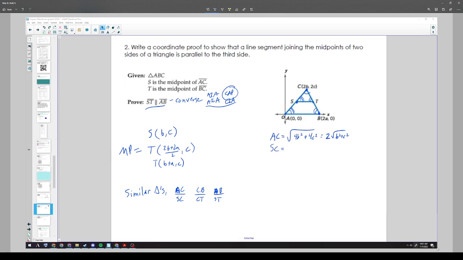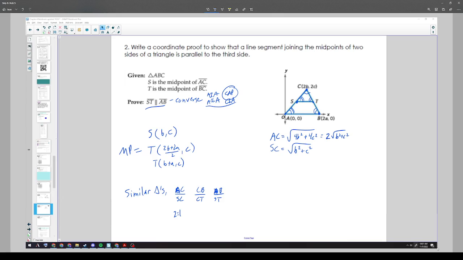So SC is the square root of, so we have 2b minus b, so that's b squared, plus 2c minus c, that'll be c squared. So AC over SC is a ratio of 2-to-1. So that's our ratio of those sides.